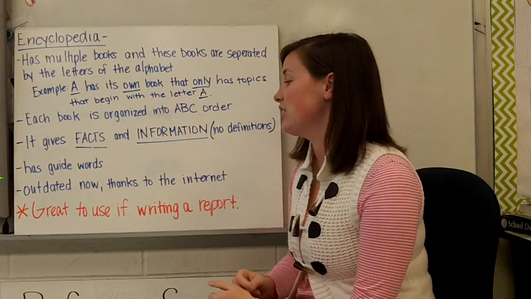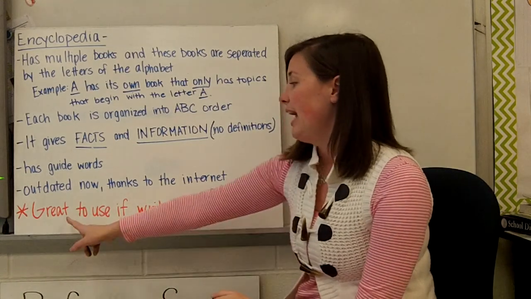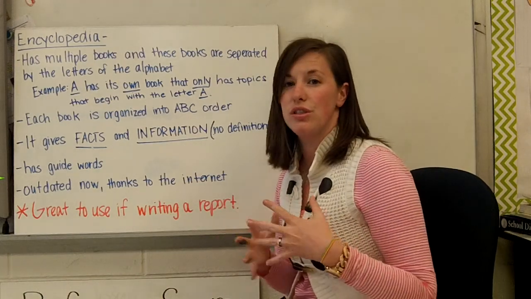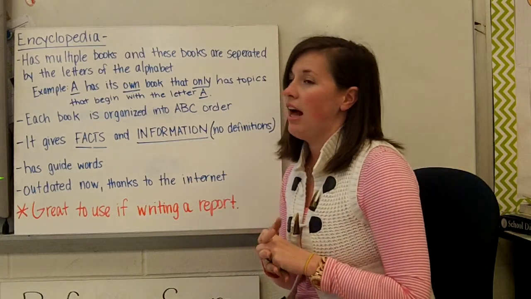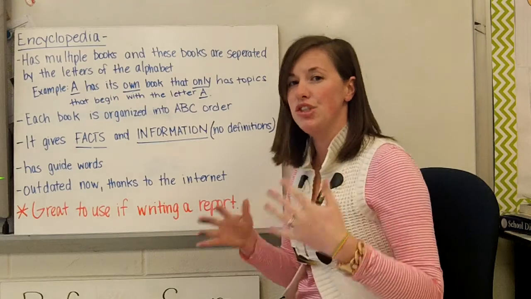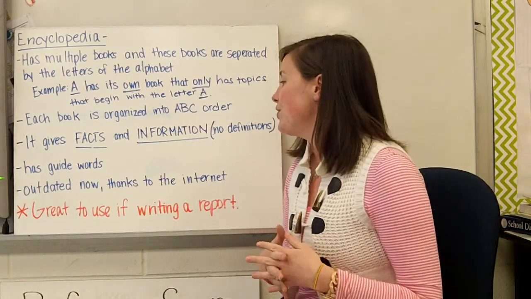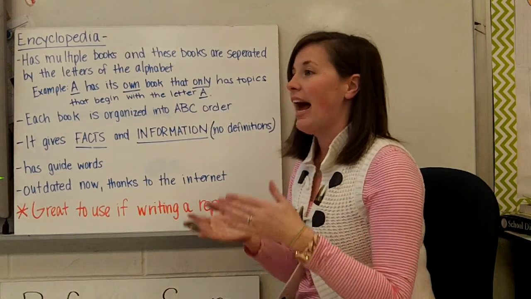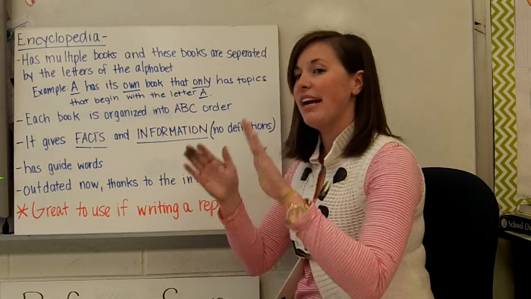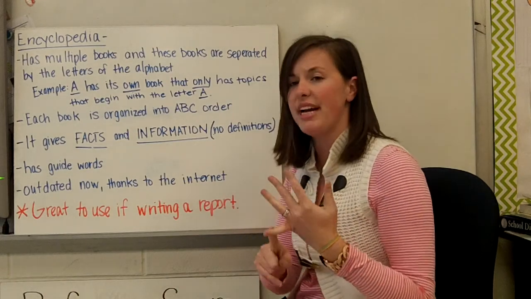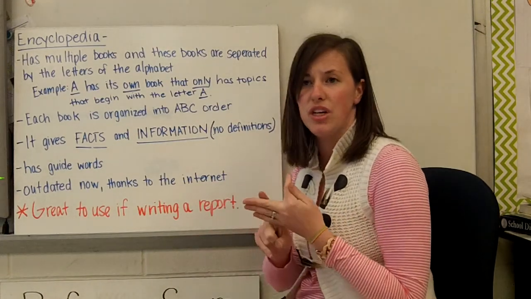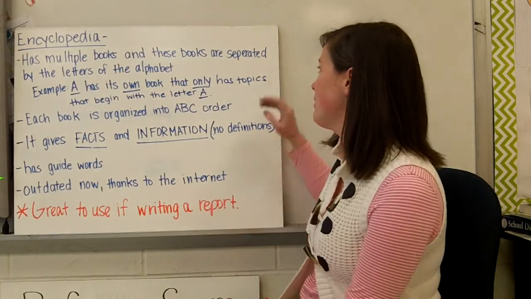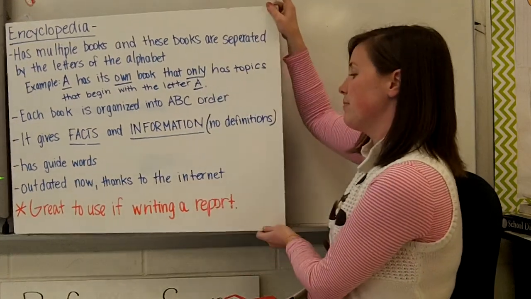Now let's talk about when it's good to use an encyclopedia. It's great to use if writing a report. So let's say I asked you to do a report on a famous person from North Carolina, and let's say you choose Andy Griffith. So you could go to the G book because it goes by his last name. I could find him in our book, and I could find all kind of facts and information: where he's born, where he lived, what shows he starred in, when he started doing show business. It'll give me all those facts and information to help me write my report.